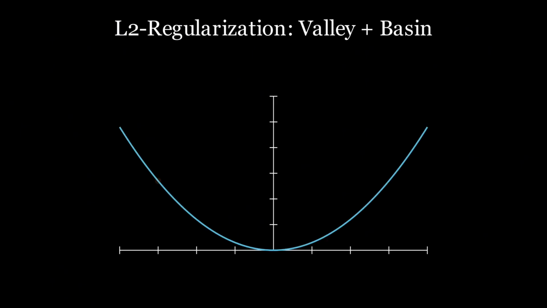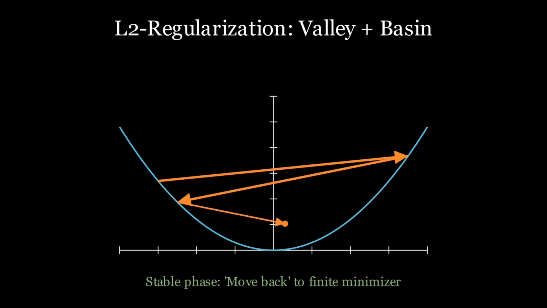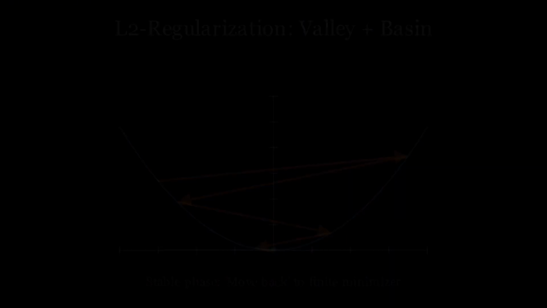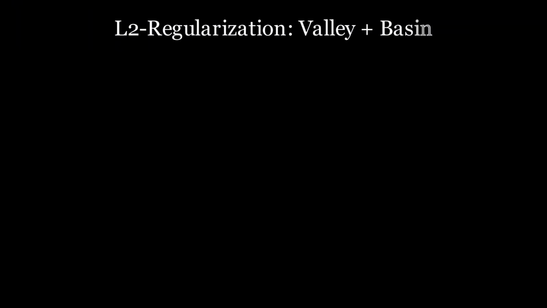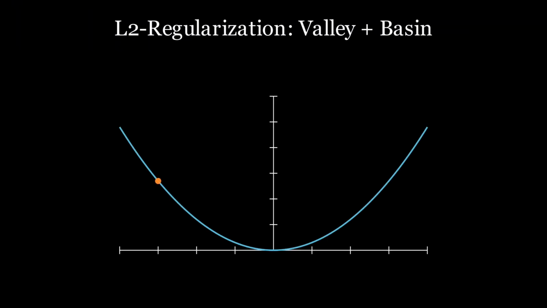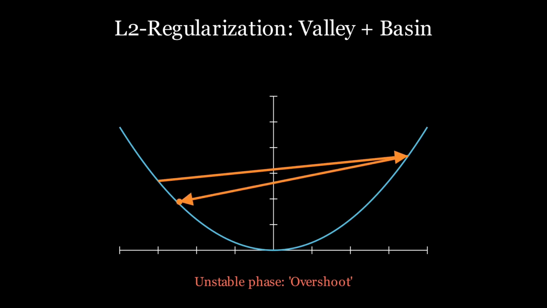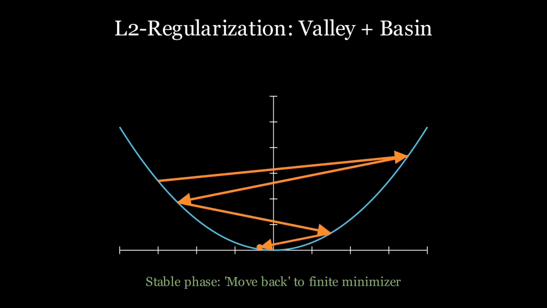What happens to this dynamic if we add L2 regularization? Imagine a valley that also acts like a basin. During the unstable phase, the model overshoots, taking massive bounds high across the valley walls. But eventually, it enters the stable phase. The regularization pulls the model back, helping it safely move down to the finite minimizer at the bottom.